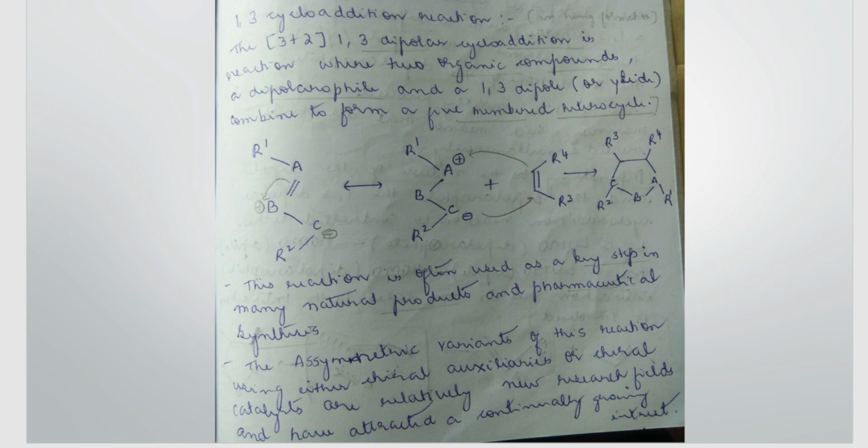Next is 1,3 cycloaddition reaction. So this is an example of ring forming reaction. Previously, retro-Diels-Alder reaction was an example for ring cleavage. Here, this is an example of ring formation reaction. So it is a 1,3 dipolar cycloaddition. It is also called the 1,3 dipolar cycloaddition reaction, where you're taking two organic compounds. One is a dipolarophile, like this one here, and one more is an ylide.